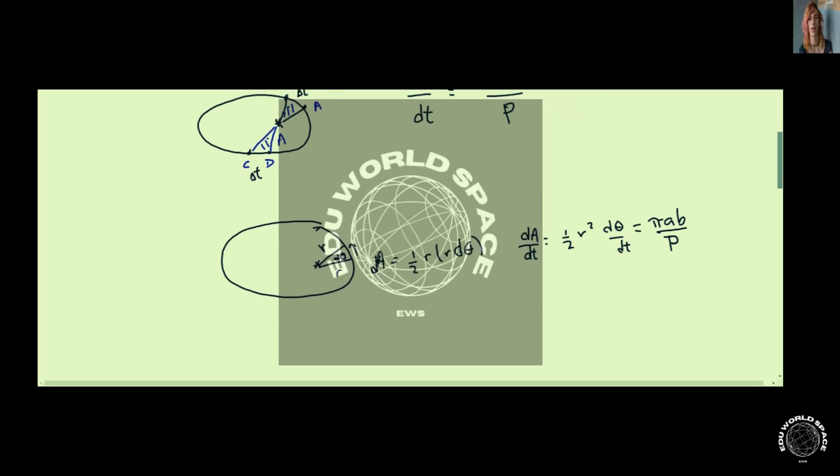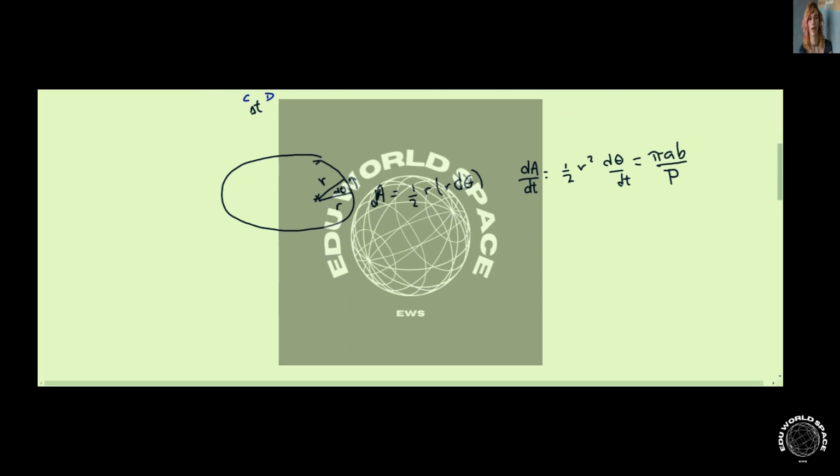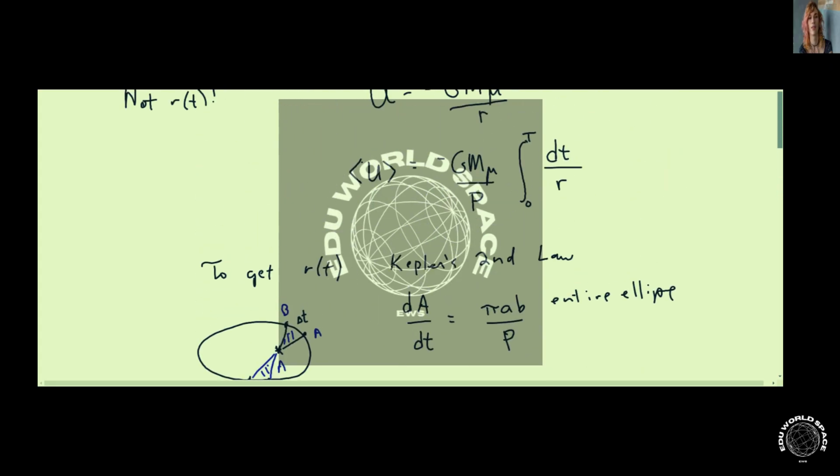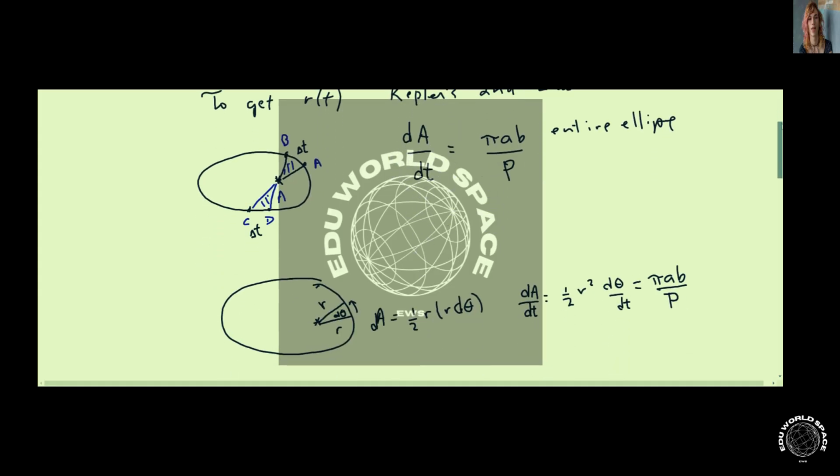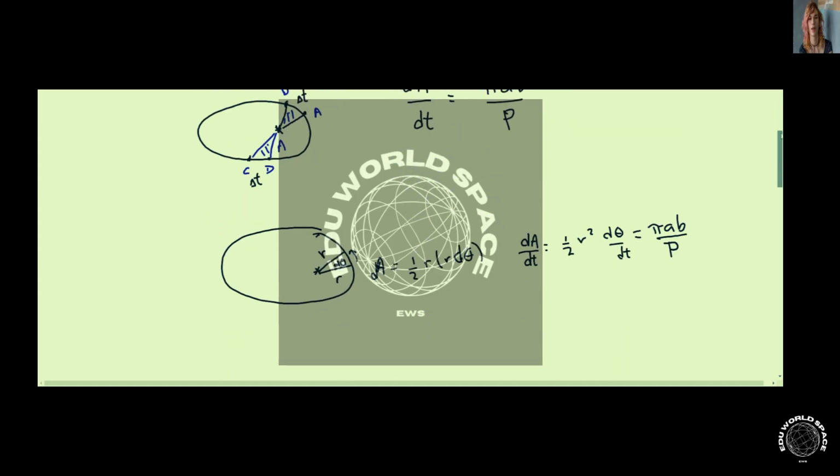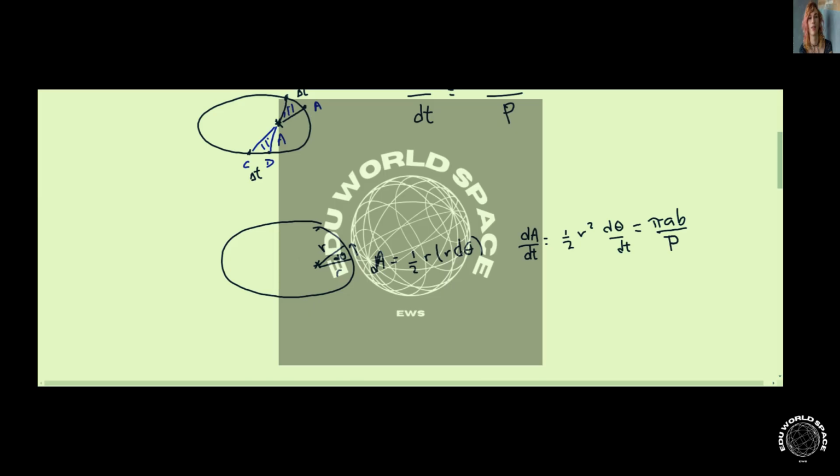Okay, so let's see how we do this in the integral. What we have is a d theta, a dt in the integral, which we want to turn into a d theta. So we're going to do the mathematical trick of just cross multiplying by dt and getting the other stuff with the d theta. And so we have 1/2 r squared d theta, and then the inverse of all that constant stuff, pi ab in the denominator, period on top, is equal to dt.